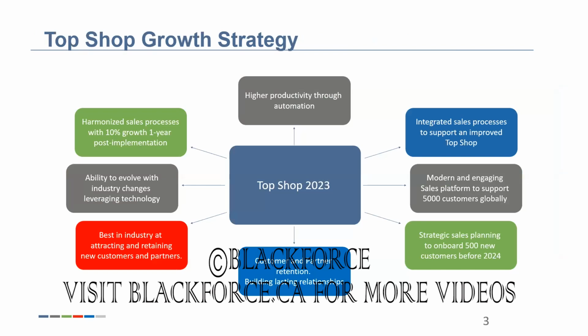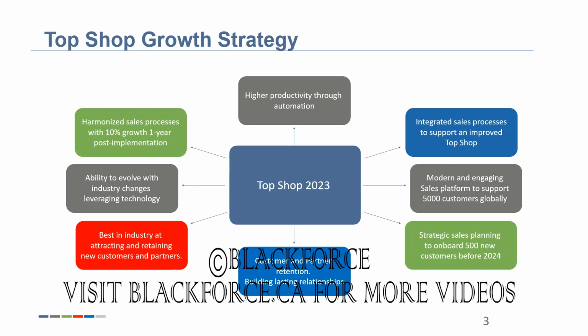Let's take a quick look at our growth strategy. As we walk towards Topshop 2023, through automation, we intend to achieve higher productivity. By integrating our sales processes, we will achieve an improved Topshop where potential customers will be more than willing to work with us to become our customers because they will be confident that we will take care of their needs. Topshop 2023 is going to be a modern and engaging sales platform that will support 5,000 customers globally. That is a 40% increase from our customer base of today.